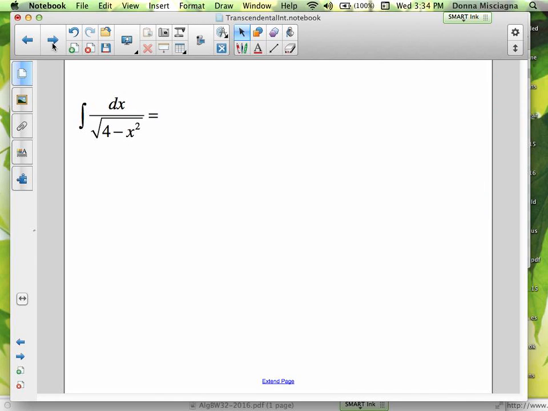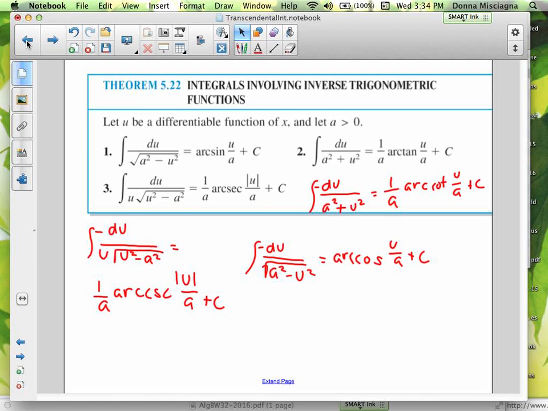Or arc sine x over 2 plus c. Actually, you know what? I'll write it down. By the way, when you see the square root here and you see a perfect square, and sometimes they have to be created as a perfect square, anything you could make a perfect square, and a perfect square with a minus, it's going to be the arc secant, right?